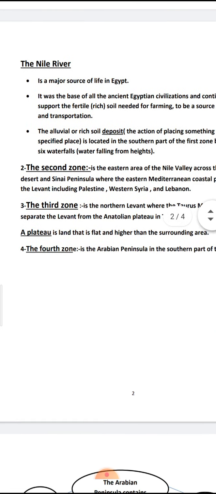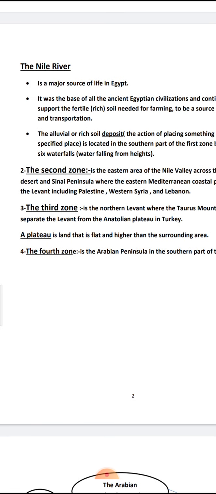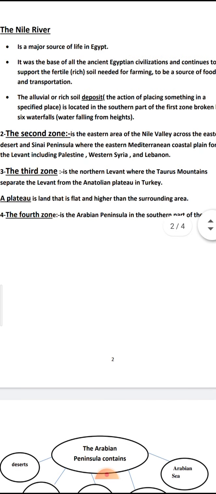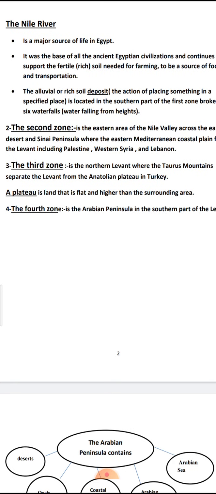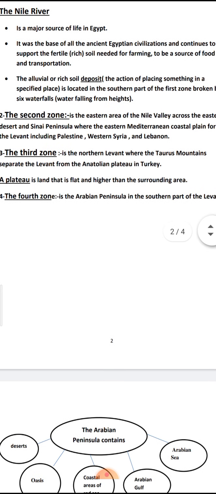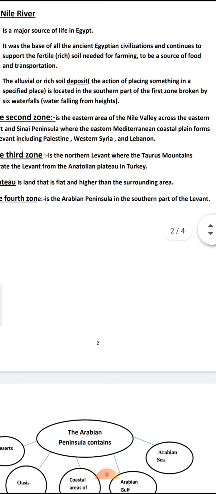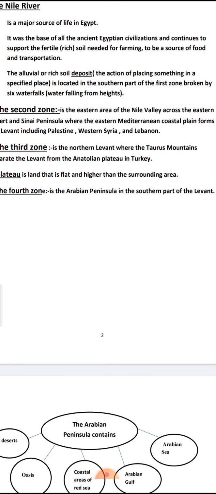Let's explain now the Nile River. The Nile River is a major source of life in Egypt. Major source means it's a very important source of life in Egypt. And it was the base of all the ancient Egyptian civilizations. The Nile River was the base of all the ancient Egyptian civilizations and continues to support the fertile soil.